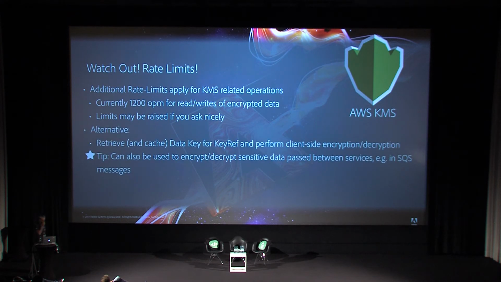An alternative to avoid that rate limiting is to retrieve and to cache a special data key. And with that data key, you can do the encryption and decryption in your client code, in your server that you run on AWS. And well, of course, you have to deal with the caching and the invalidation of that data key, and also retrieving data keys is subject to rate limiting. But you can also use that to encrypt and decrypt sensitive data before you send it through something like SQS or Kafka between different services.